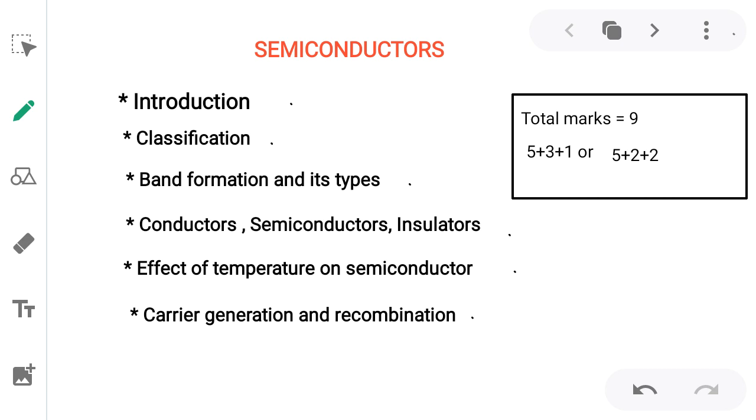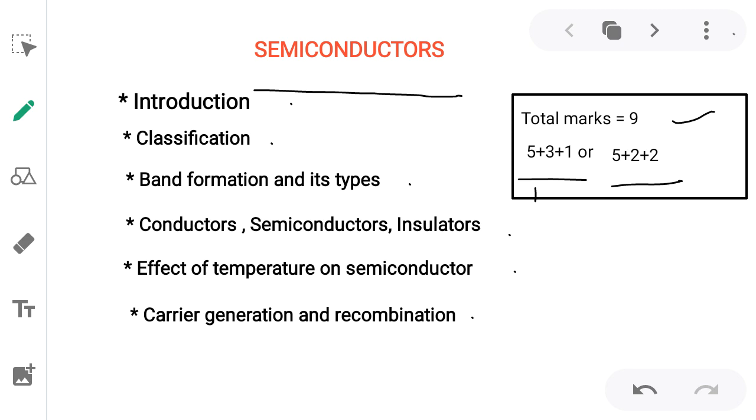Before we start these topics, the first point is that total marks for this semiconductor chapter is up to 9 marks. This 9 marks is divided into 5 plus 3 plus 1 or 5 plus 3 plus 2. This 5 marks is only on the basis of the theoretical part. There is no problem-solving section on this semiconductor topic. Total 5 marks is on the basis of the theoretical section only.